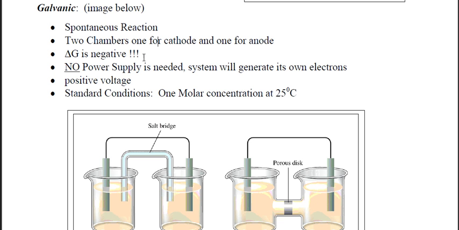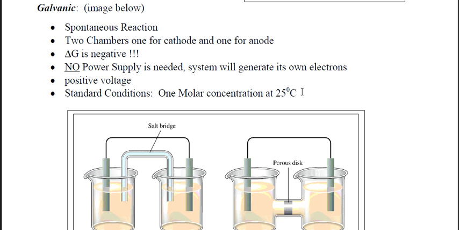Because delta G is negative, we would expect to have a positive voltage. So whichever arrangement or situation, when we change the redox equation to an oxidation, whichever of those two will give us the most positive voltage is what we're looking for this reaction to be spontaneous. As noted earlier on here, no power supply is needed. The system will generate its own electrons because it is a spontaneous reaction.